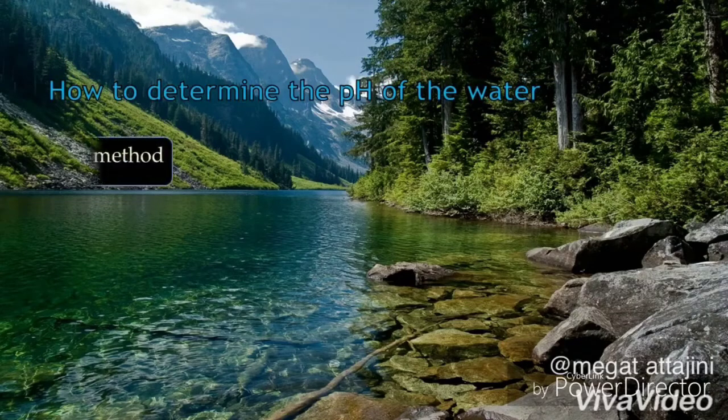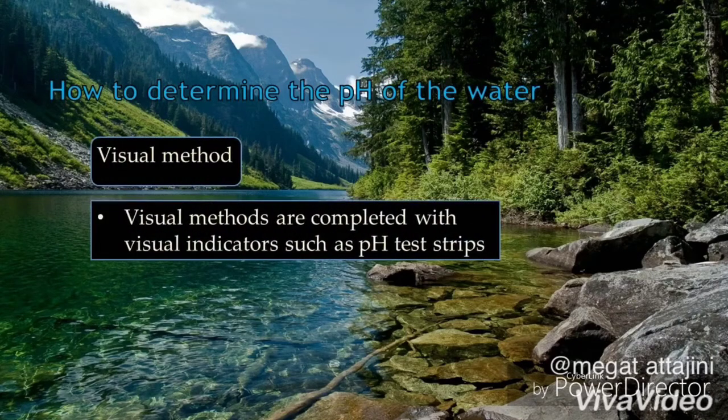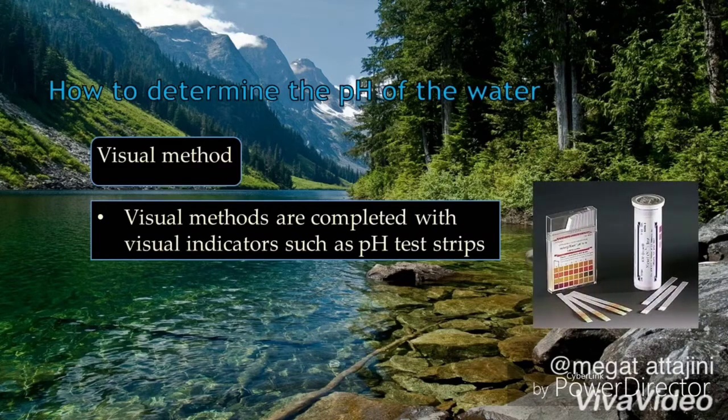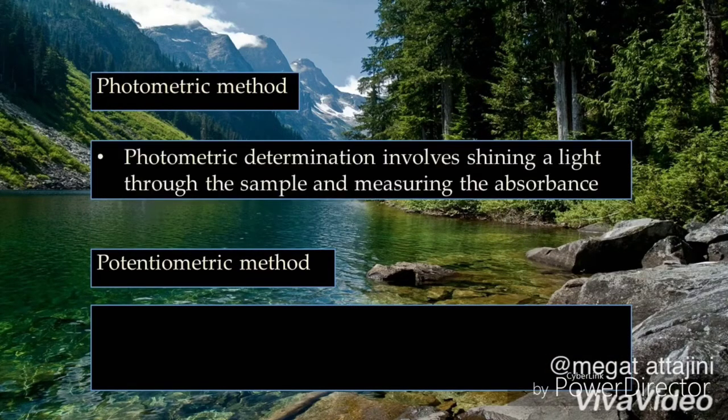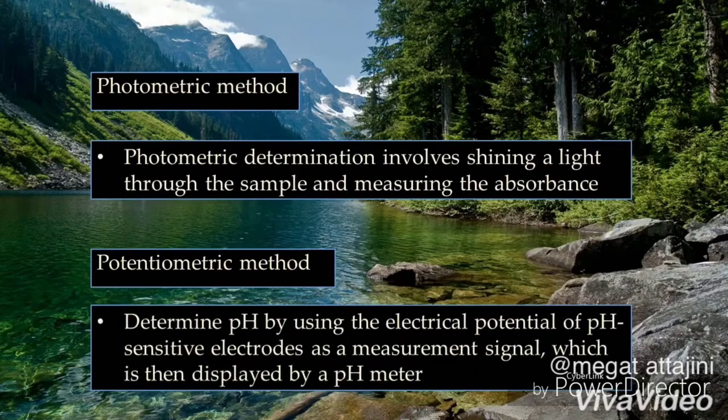How to determine the pH of the water? Firstly is the visual method. Visual methods are completed with visual indicators such as pH test strips. Secondly is the photometric method. Photometric determination involves shining a light through the sample and measuring the absorbance. Both methods rely on the color of specific organic pigments in order to determine pH.